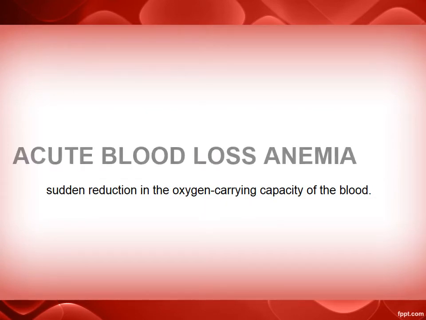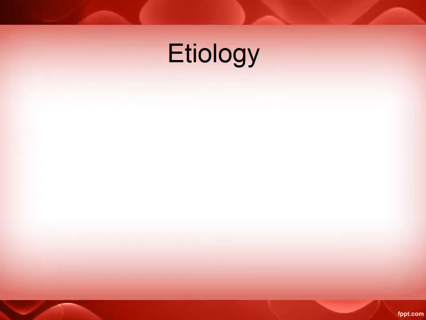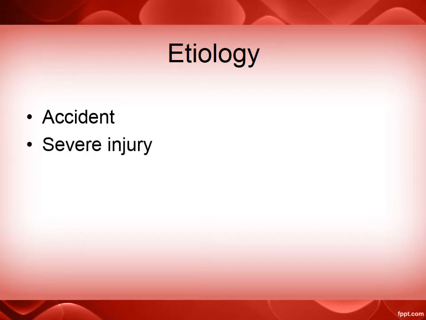What is acute blood loss anemia? It's a sudden reduction in the oxygen carrying capacity of the blood. Etiology: the acute loss of blood is usually associated with a traumatic condition such as an accident or severe injury. Occasionally, acute blood loss may occur during or after surgery.